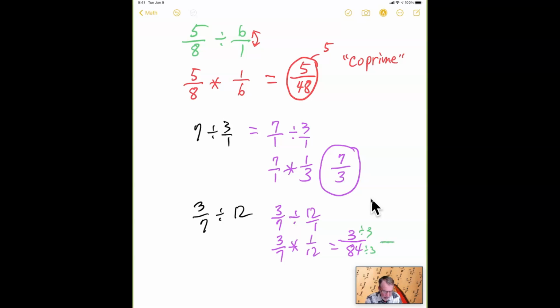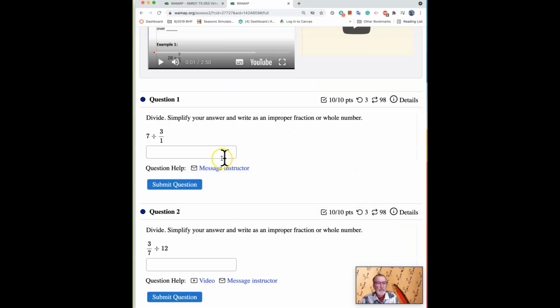And we're going to get 1. 3 divided by 3 is 1. 84 divided by 3 is 3 goes into 8 twice with 2 remainder, and 3 goes into 24 8 times. So here we have a unit fraction, 1/28. So we do have to reduce, but if we have an improper fraction, we don't have to change that to a mixed number. Okay, so let's plug these answers in and see how we did.